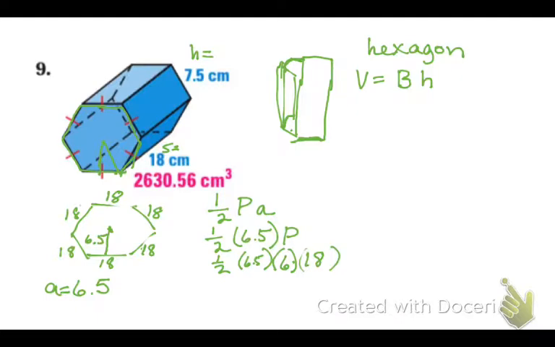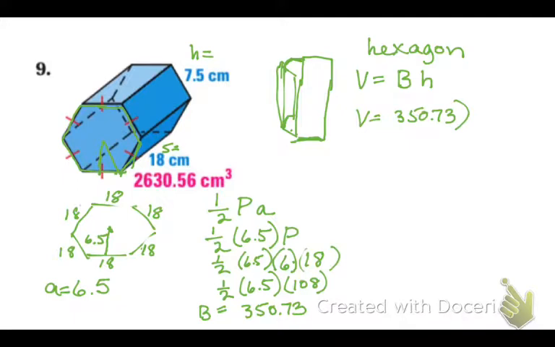Okay, so long story short, this turns into B equals 1/2 AP. P is equal to 108. So it's 1/2 times 6.5 times 108. And long story short, the base is equal to 350.73. So that gave us our base. So our volume is going to be equal to 350.73 times our height, which is 7.5.